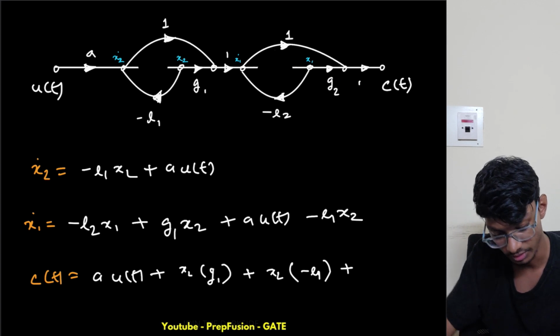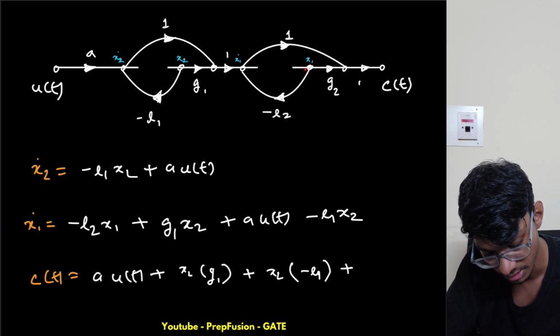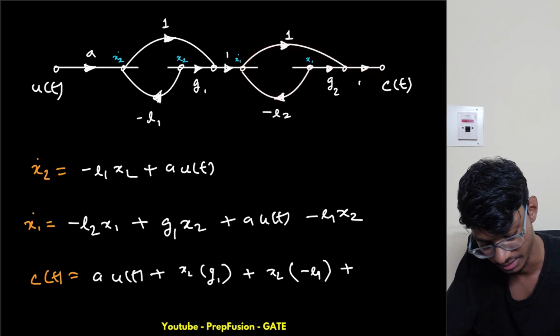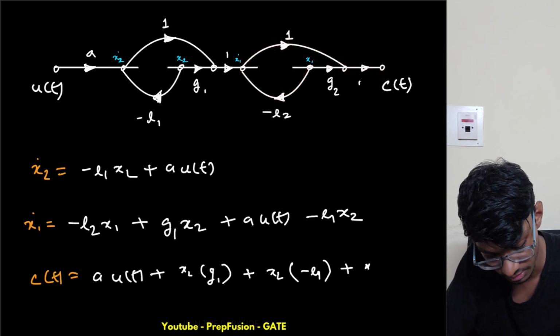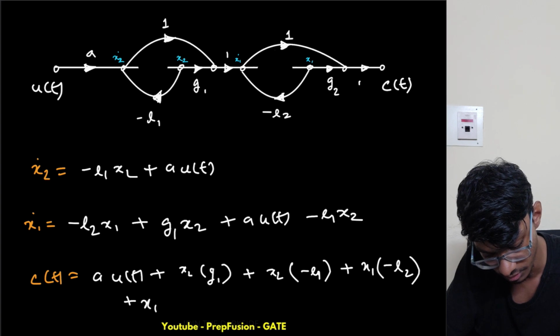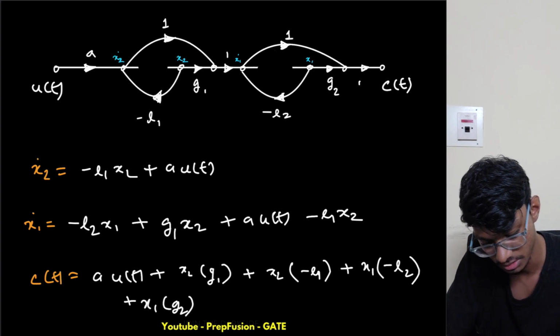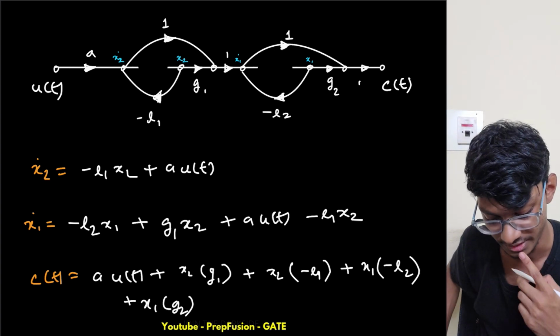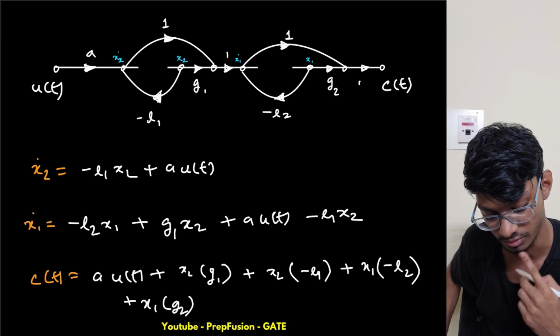X1 doesn't have any path. No, x1 also has a path, right? X1 can go from here also. Okay, x1 also has another path. So x1 into minus L2 and x1 into simple g2, everyone can see. Okay, so yeah, just be careful about all those things. Just be careful. If you miss one thing, then it will be very difficult.